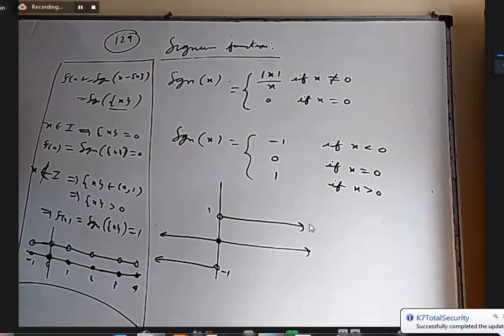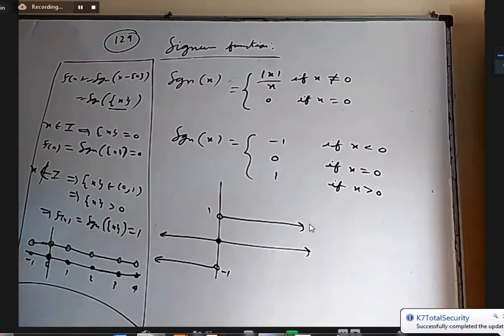Is this a periodic function? Is the graph repeating after an interval? What is that interval? 1. After every 1 unit it is repeating. This dot and this bar together, if you take 1 unit, dot and bar, again dot and bar, again dot and bar. You can see after every 1 unit it repeats. Without all these things, forget about it. You don't need all these things.